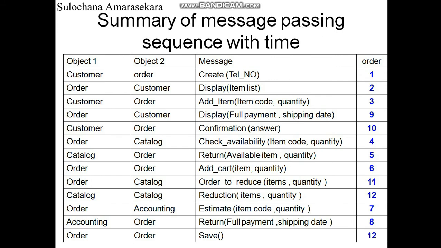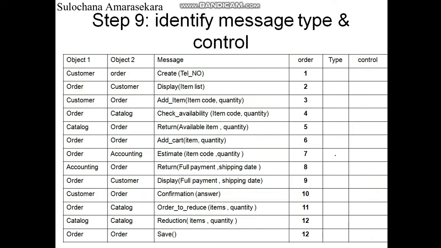This slide summarizes the sequence order according to time. Step 9. Using this step, I am going to identify message type and control information. We need to wait until completion of the create message to perform other actions. Then it is a synchronize message, as well as this action causes an object to be created. Then it is a creation stereotype message. Considering all these facts, I am going to change my create message like this.